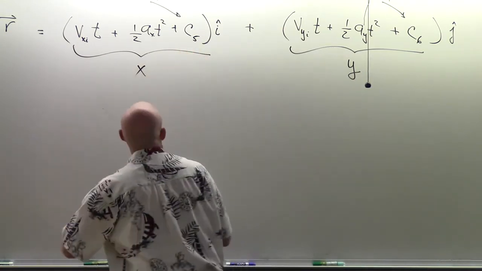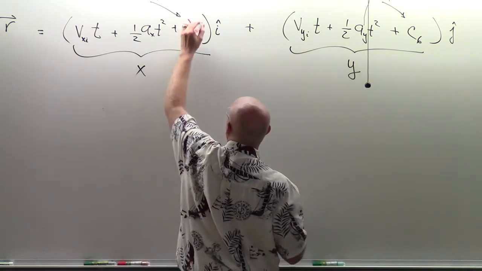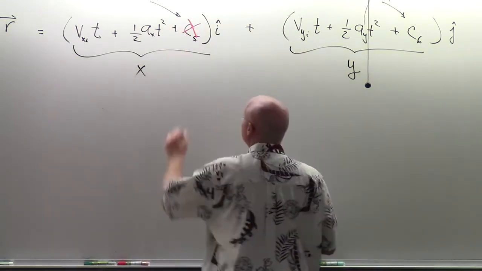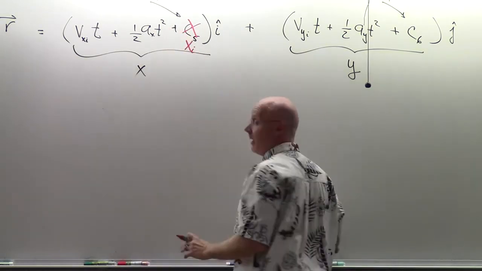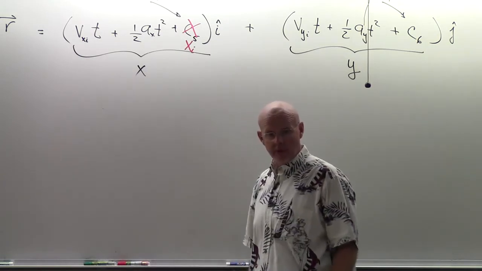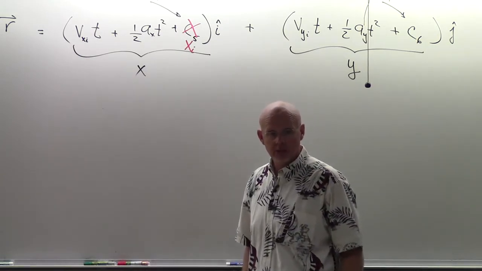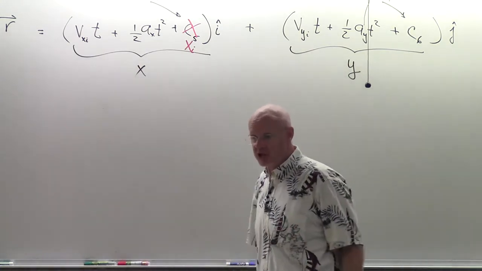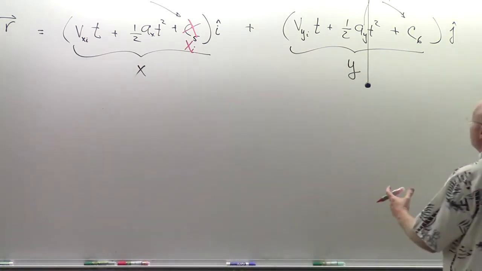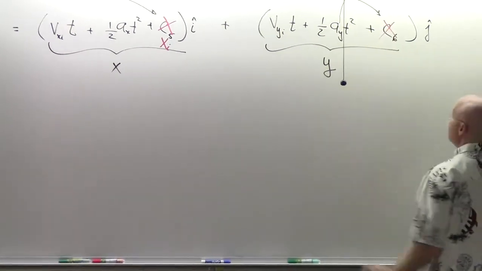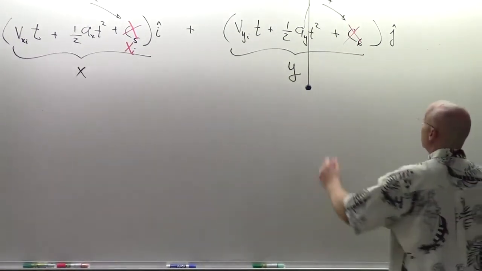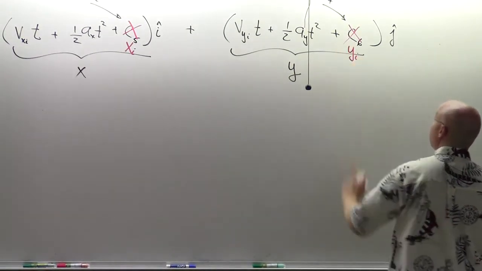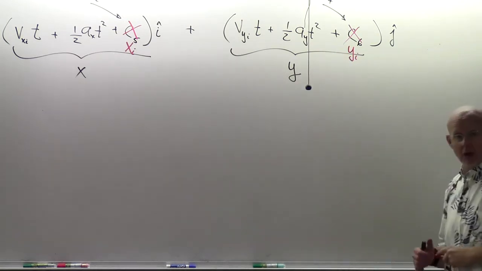So why don't we get rid of the symbol C5 and call it x sub i, the initial x position. That will help me remember what it means. It's the initial position of it. And then I can do the same thing over here. What does that constant give me? The initial position in the y.